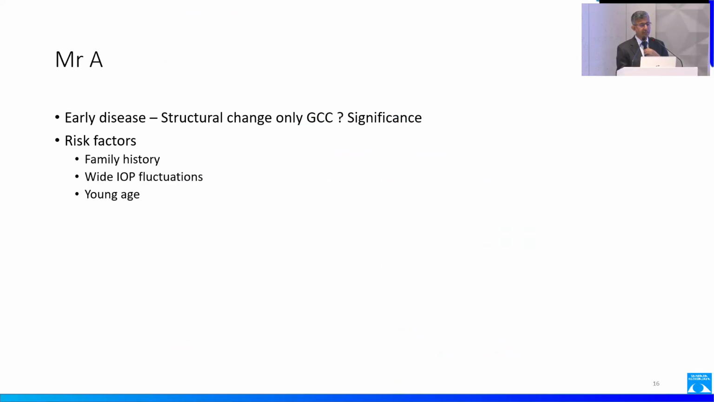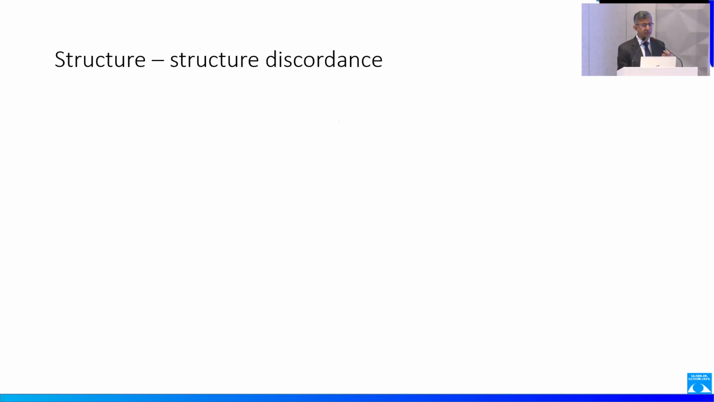So now you have a young at-risk glaucoma patient, with structural change more on the GCC to start with. You put the other risk factors into place. He has a family history. He has wide IOP fluctuations and a young age, and you definitely would decide to treat. So when you're looking at structure-function discordance, this is the way you work.